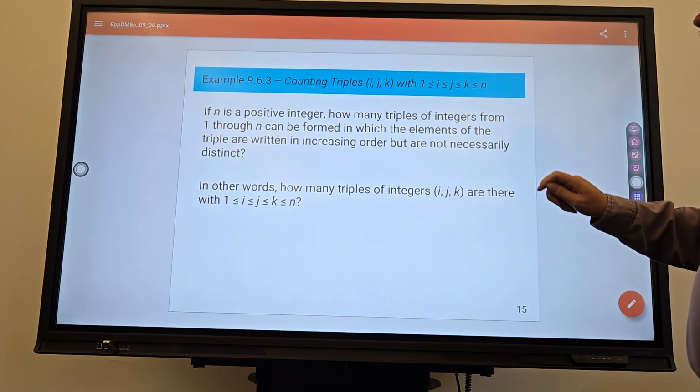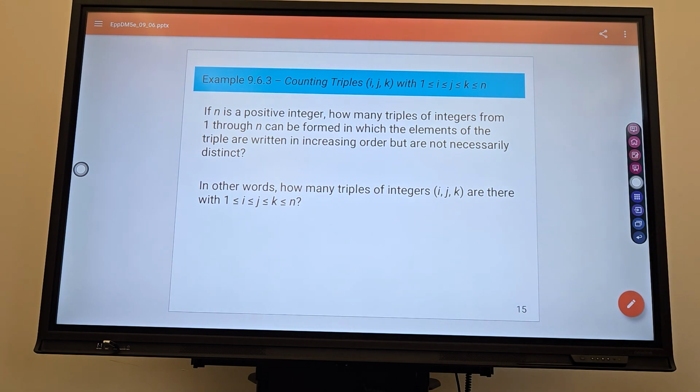Okay. Counting triples. IJK, where I is between 1 and J, which is between I and K, which is between J and N. If N is a positive integer, how many triples of integers from 1 through N can be formed in which the elements of the triple are written in increasing order but are not necessarily distinct? In other words, how many triples of integers I, J, and K are there with that arrangement?